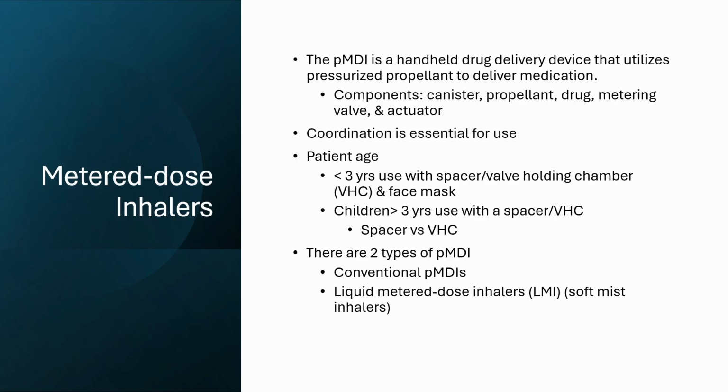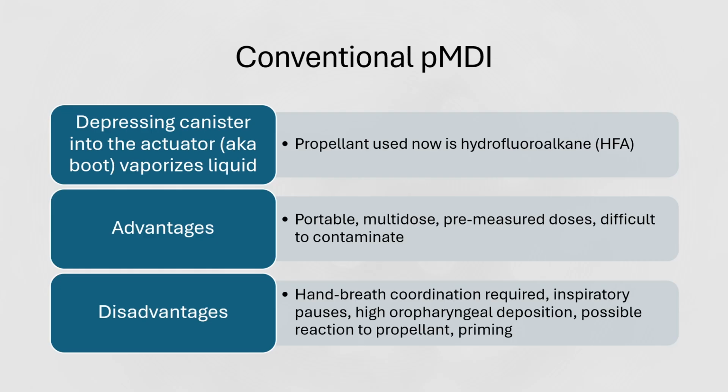There are two types of pressurized metered dose inhalers, which are the conventional and the liquid metered dose inhaler, also referred to as a soft mist inhaler. The conventional pressurized metered dose inhaler is a press and breathe design device. The canister is depressed into the actuator, which causes the drug propellant liquid mixture to vaporize into an aerosol. The propellant that is used in devices now is hydrofluoroalkane.